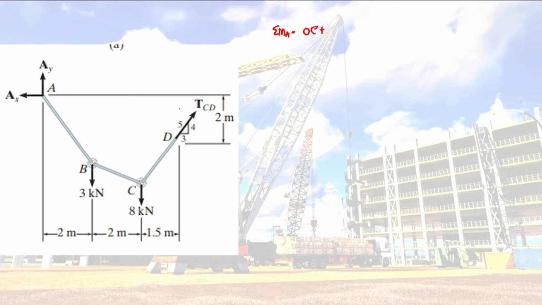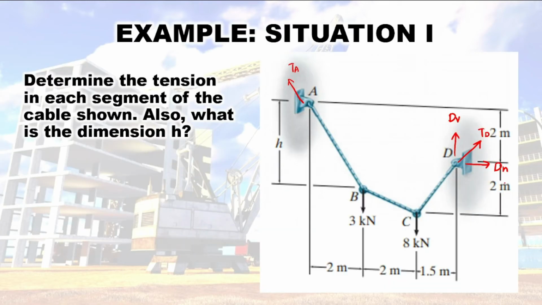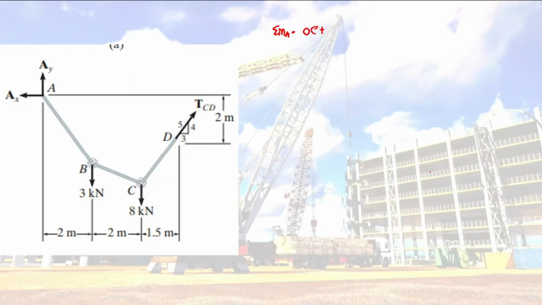So, meron na tayong slope triangle dito. So, yung slope triangle dito, it actually came from here. So, 2 meters to, then this one is 1.5 meters. So, pag nag-slope triangle tayo, this would become 3, 4. Then, yung hypotenuse natin dito would be 5. So, the same here, 3, 4, 5 din siya. So, for our components of TCD, this would be 3 over 5 TCD. Then, this one, it is 4 over 5 TCD. Then, you can already do summation moment.